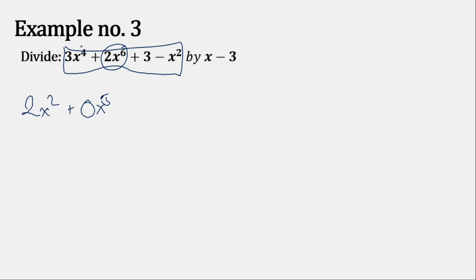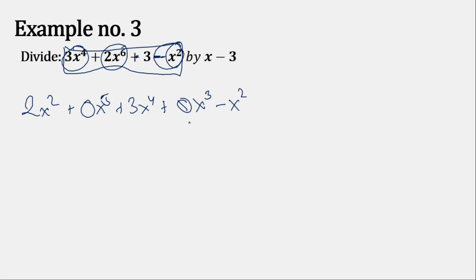The next is x raised to 4. So let's add this plus 3x raised to 4. Then x raised to 3. There's no x raised to 3. So again, plus 0x raised to 3. Then next is x raised to 2. This one. And this one gets its sign negative. Again, the sign or the operation is the sign of the term next to it. So we have negative x squared.